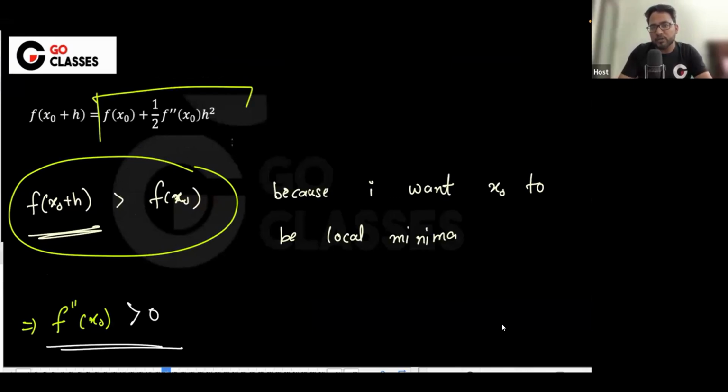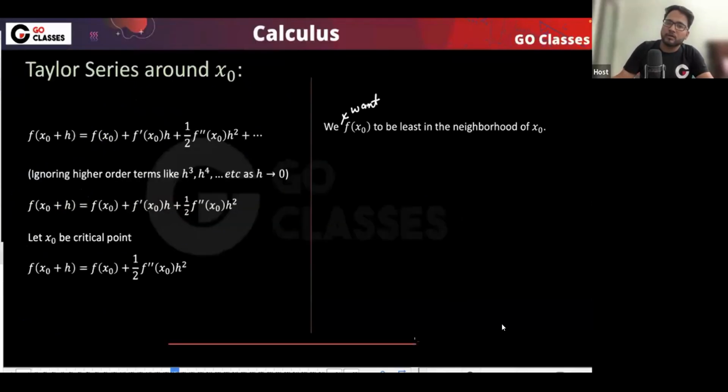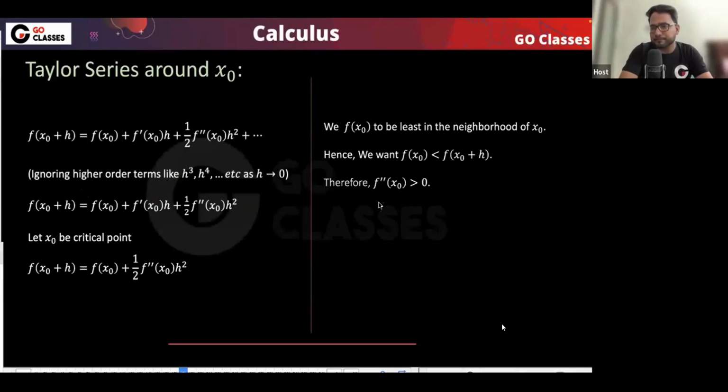If this quantity should be greater than f x naught, then this can get cancelled out. It should be greater than 0, right? You should be adding something. It's like that, right? You should be adding something. Okay. So it is easy enough to understand. I hope you got it. So therefore, this should be greater than 0.